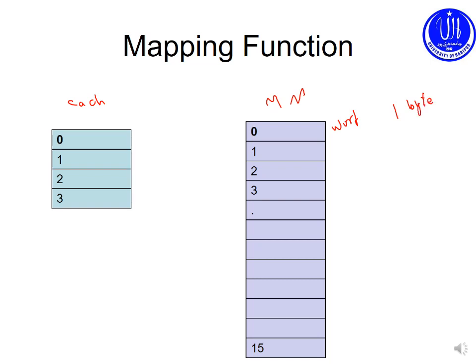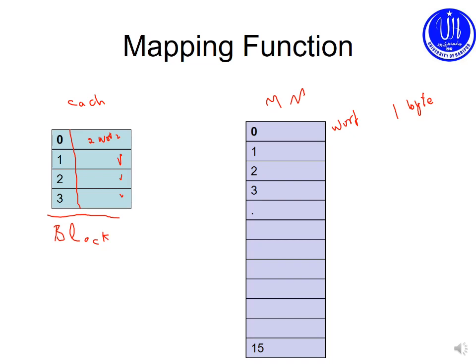Suppose here the cache contains lines where each line can occupy 2 words. 2 words here, and 2 words here, 2 here, and 2 here. So 8 words, 8 bytes. Suppose this is an 8 byte cache. This is called the width of the cache: the number of words per cache line, also called block size.